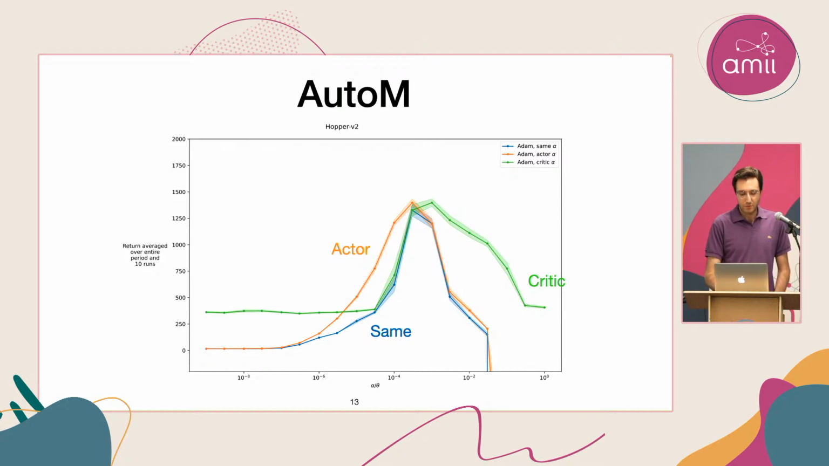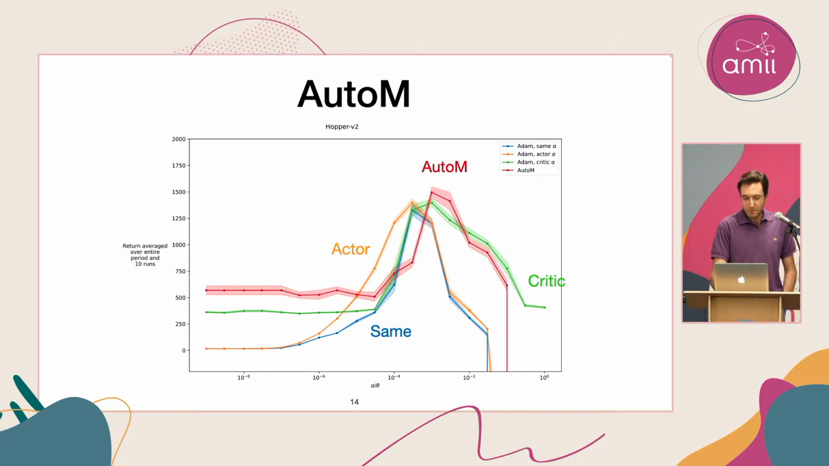And the best values that I found, for actor I think was 3 times 10 to the negative 4, and for the critic was 10 to the negative 3. So not that much of a difference between them. And then there might be some improvements, but in this case it's not significant if you tune them separately. But for Autumn, you can have one meta step size, and you can get the performance better than just tuning step sizes separately for Adam.